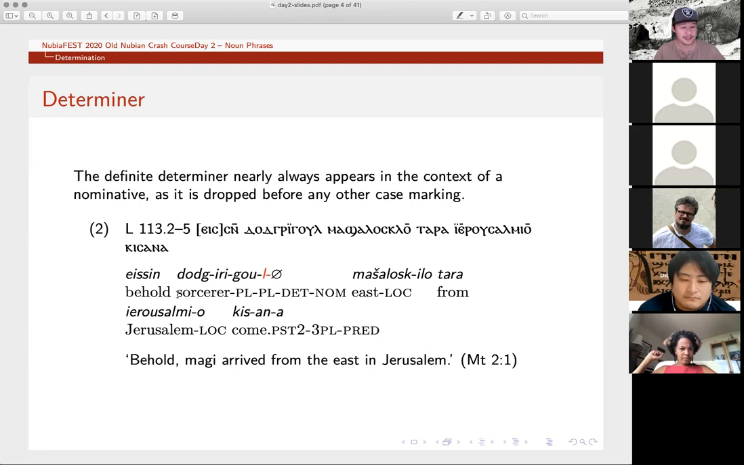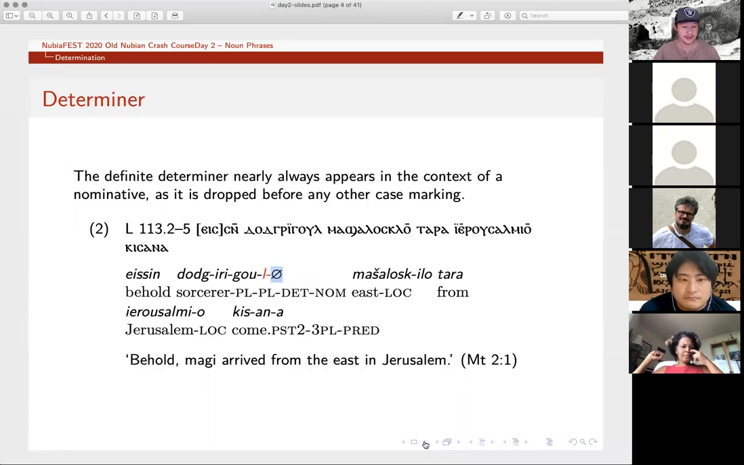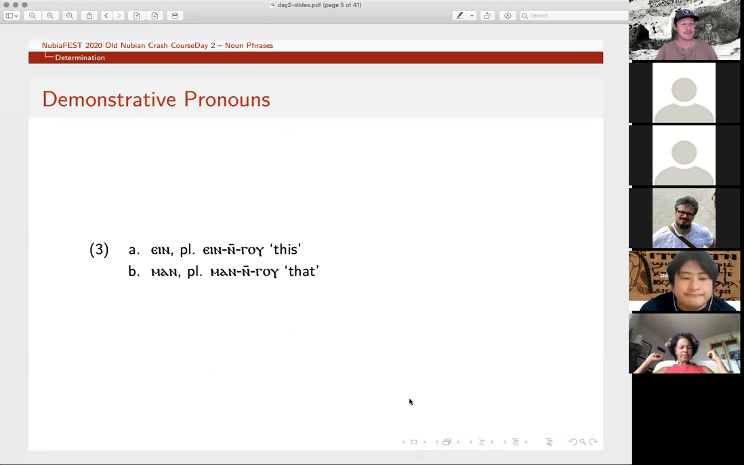And we see here the Magi, who are the subject of the sentence, right? The Magi are arriving, and they're definite because there are definitely only three, if I remember correctly. And you see them here marked with the determiner and with the nominative. That was the only example. All right, then we go to demonstrative pronouns.